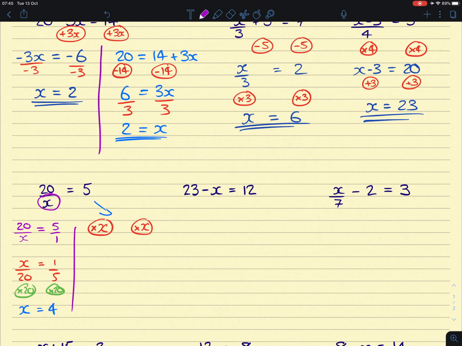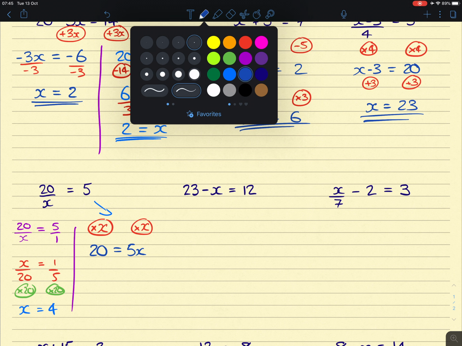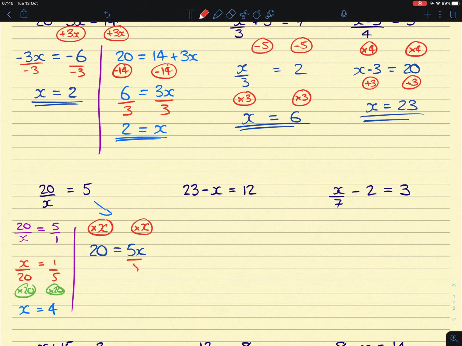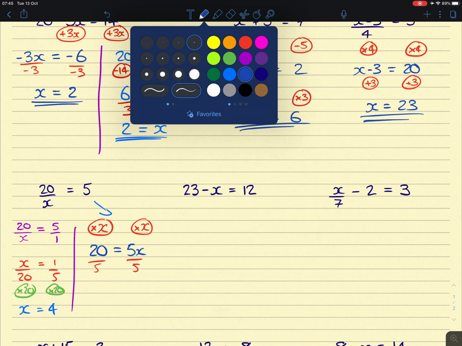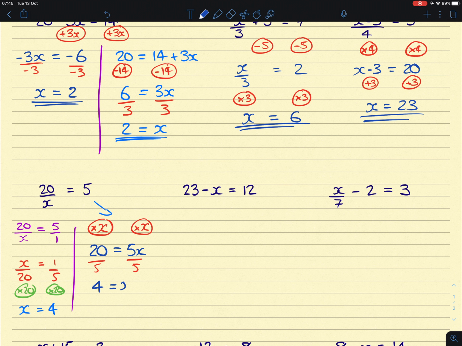If you do that, the left-hand side you'll have 20, and the right-hand side will be 5 times x, 5x, and then from there, get rid of that 5 that's multiplying, divide both sides by 5. You'll end up with 4 equals x. Same solution either way.